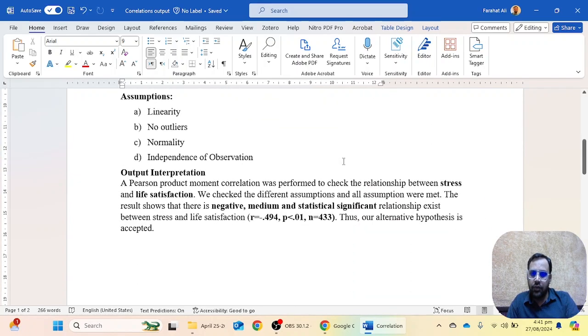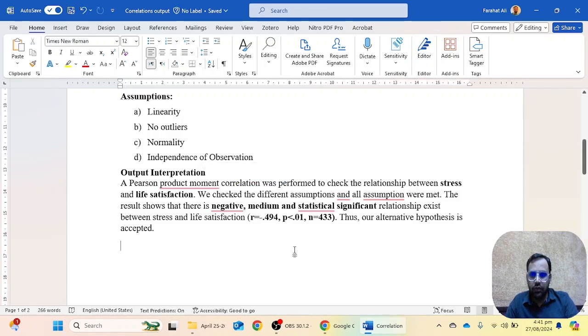So how will you write the results of this table? You will start with: Pearson product moment correlation was used to check the relationship between stress and life satisfaction. You can mention we checked the different assumptions and all assumptions were met. Normally we do not write these things in a research paper. In a thesis you might use it because you have a lot of space there, so you can mention which assumptions were met or not.